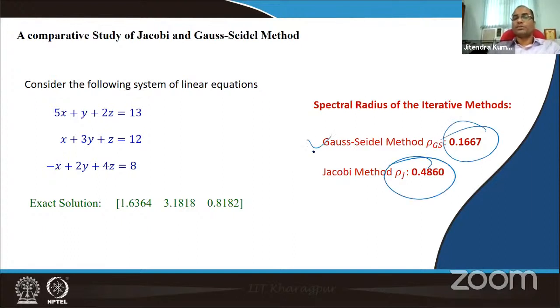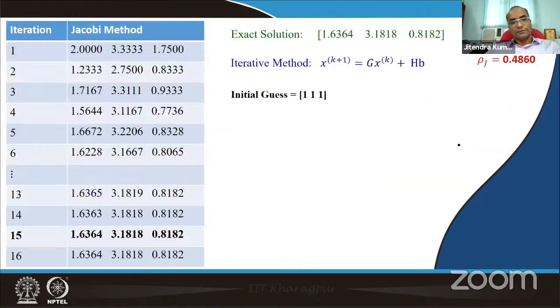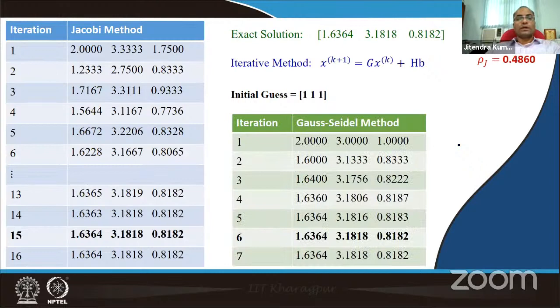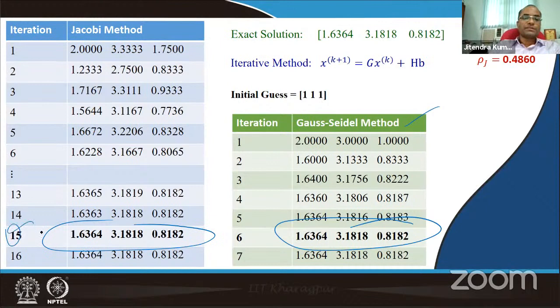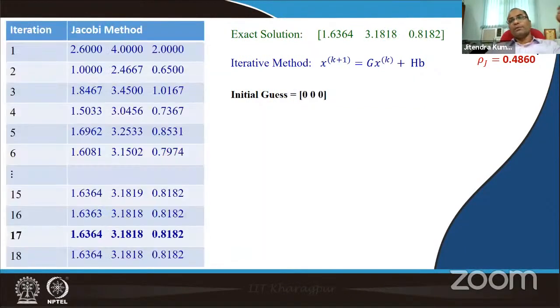For example, the Gauss-Seidel spectral radius is 0.16 and Jacobi is 0.40. So the smaller the spectral radius is, the better convergence you will realize, which you can see here also. So Gauss-Seidel converges much faster. After the 15th iteration you got these values, and after the 6th iteration you got these values, which are very close to the actual value, because these are also truncated to 4 decimals.